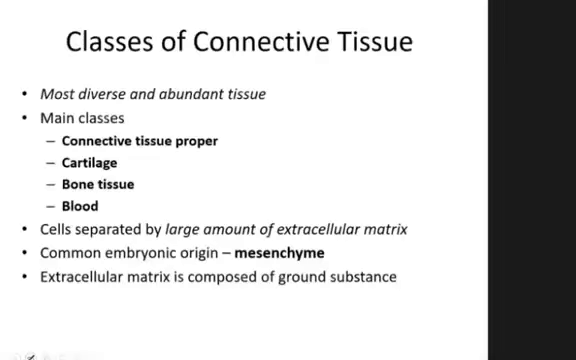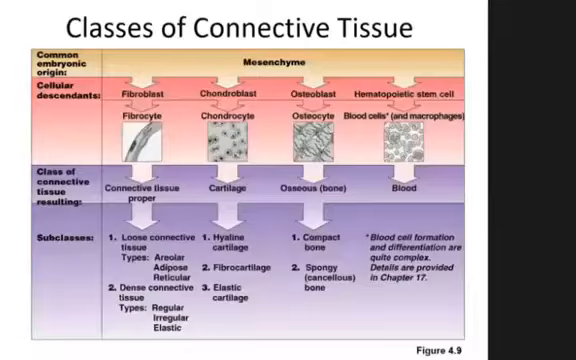The connective tissue is a different kind of tissue. The 4 types are going to be your CCBB, okay: connective tissue proper, the cartilage, bone tissue, and blood. So those are the 4 types of your connective tissue. So we're going to go and take a look at this picture.